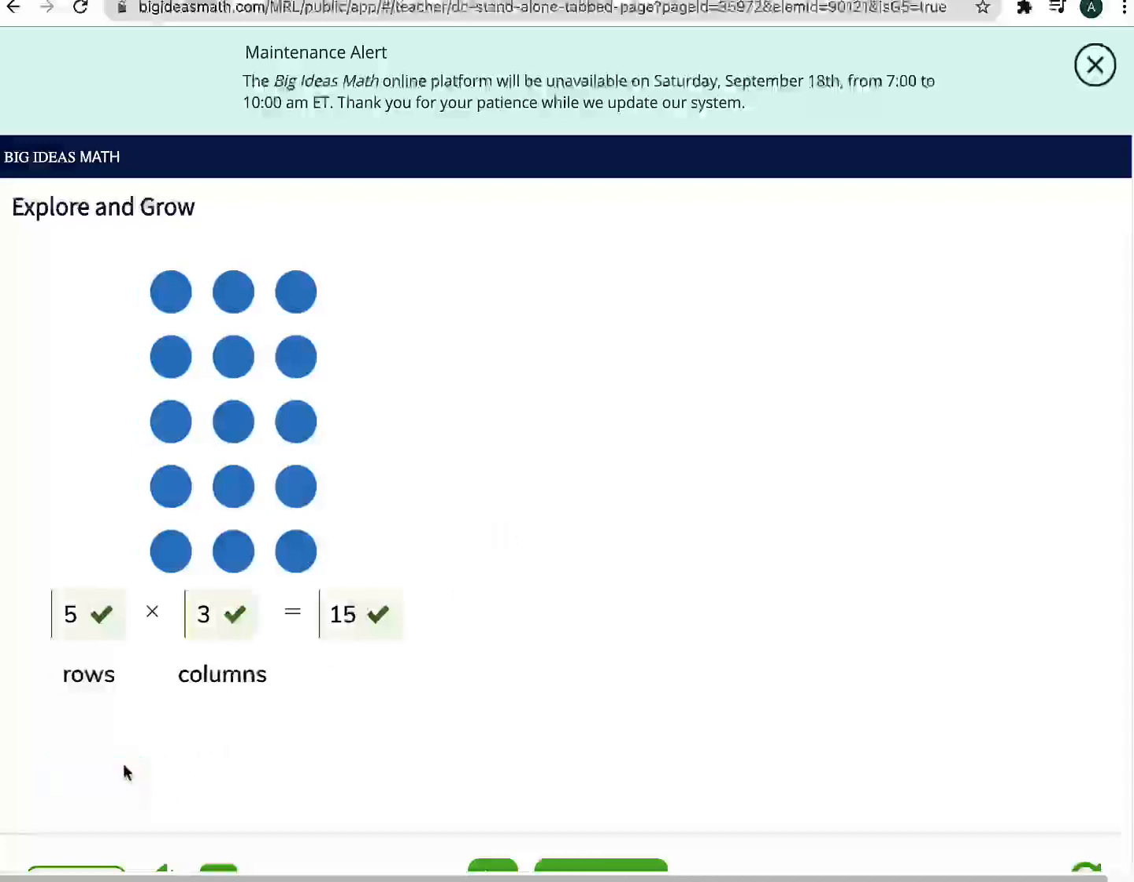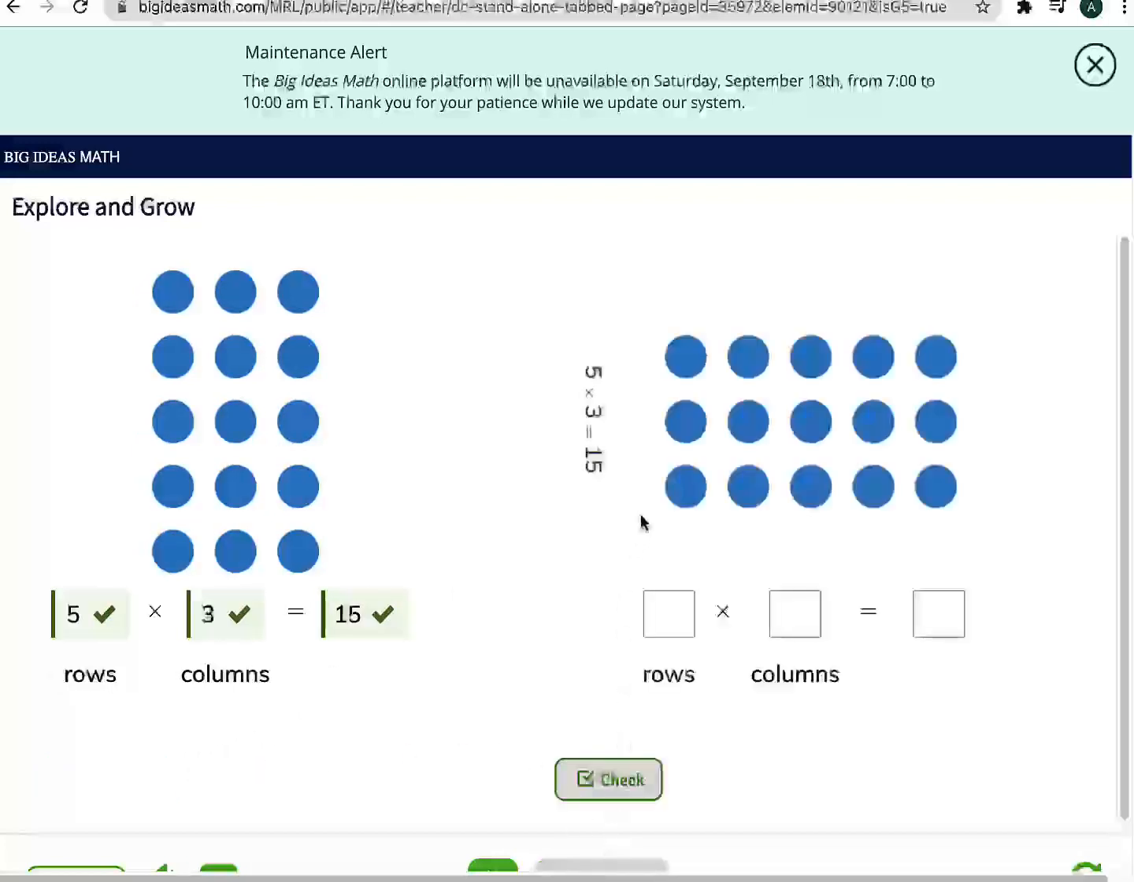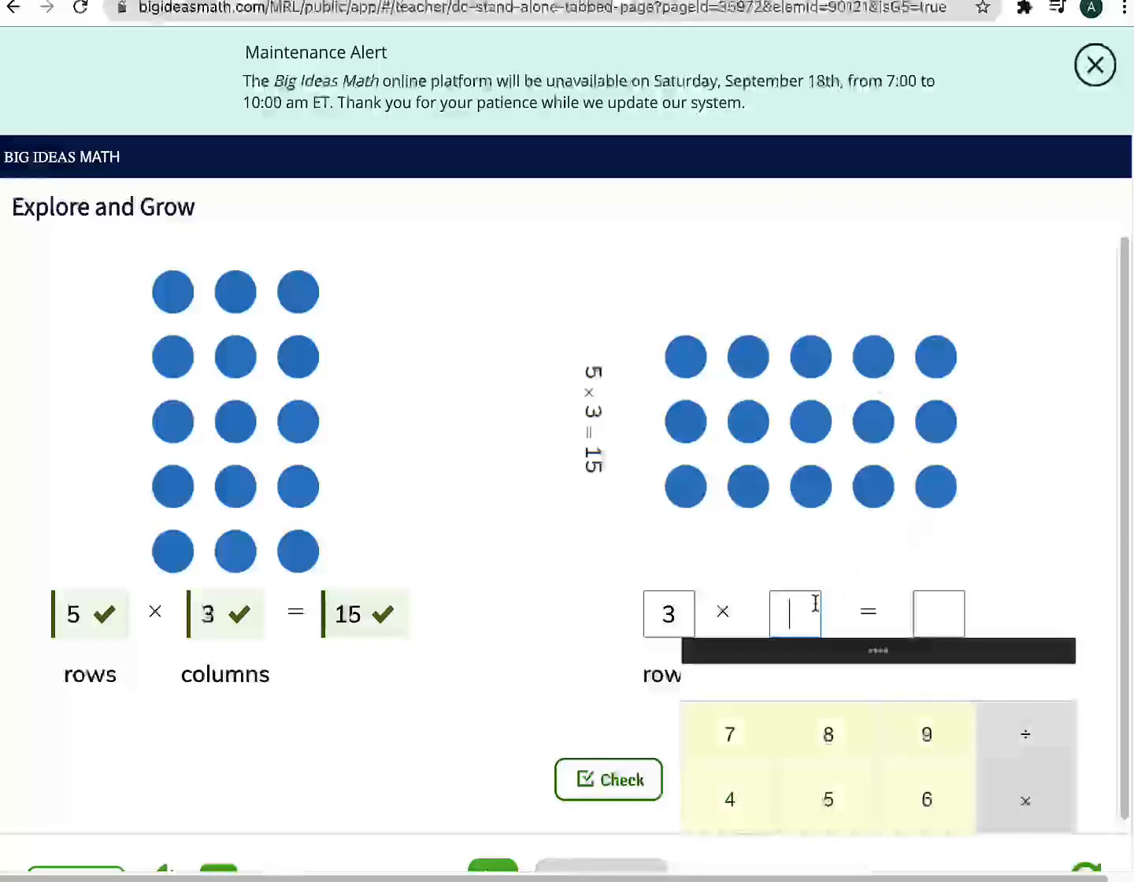And now, my heroes, let's turn it. Okay, now let's count again. How many rows? 1, 2, 3. So we have 3 rows. And how many columns? 1, 2, 3, 4, 5. So we have 5 columns.